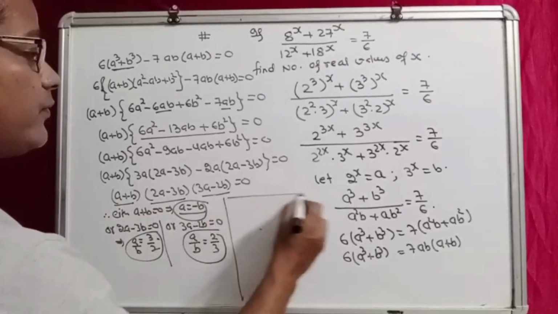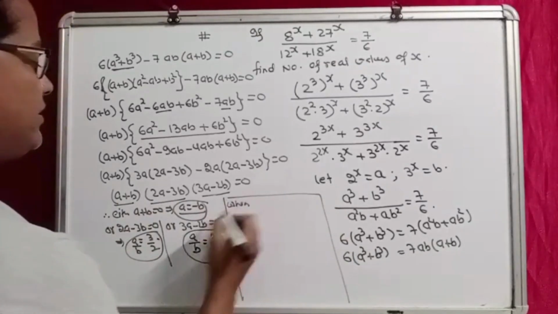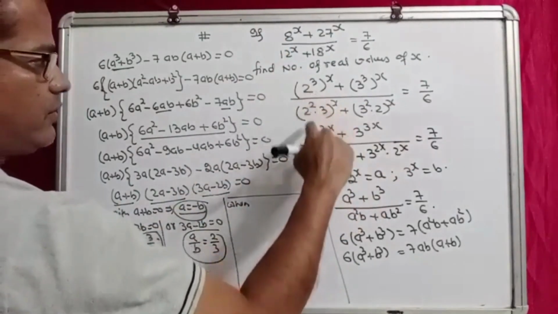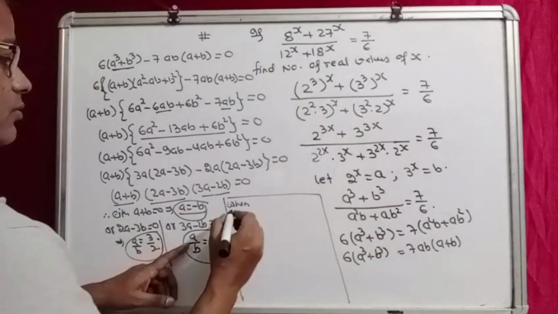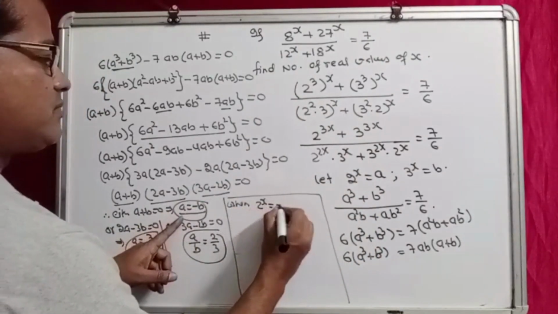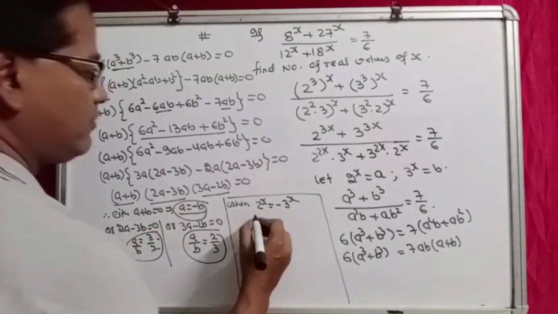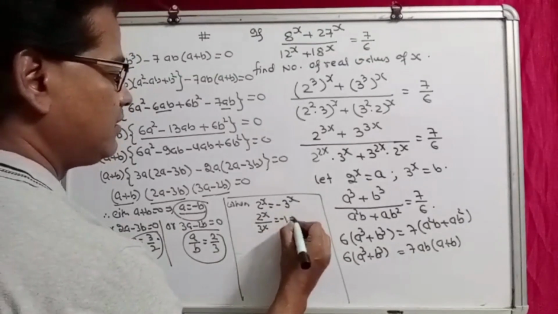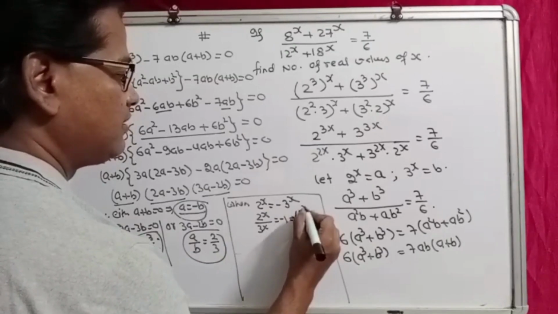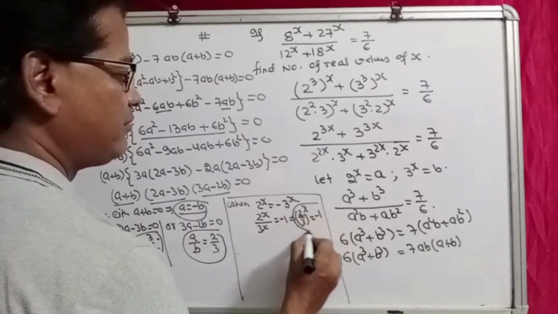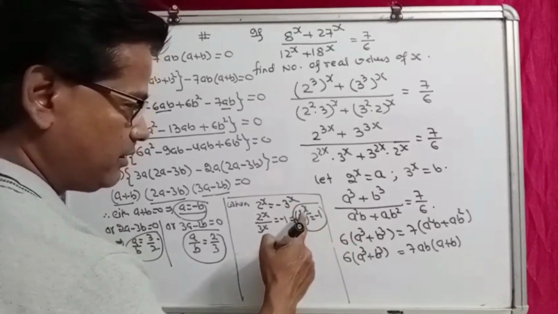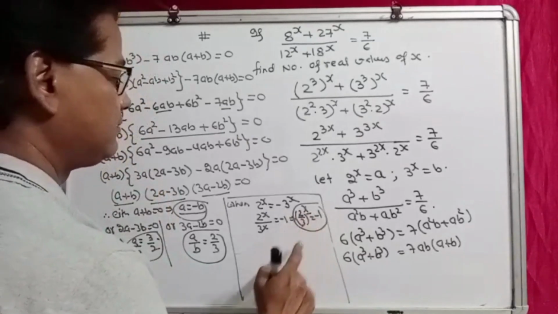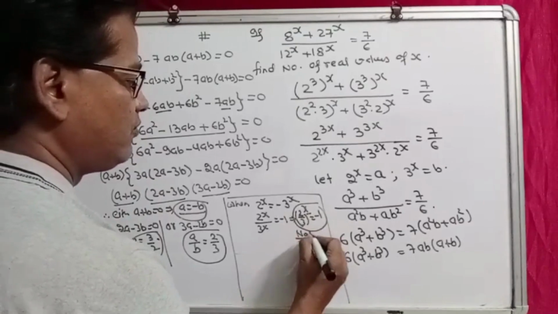Now when putting the value, a I have taken 2^x, right? So here 2^x equals minus 3^x, or we can say 2^x / 3^x equals minus 1, or we can say (2/3)^x equals minus 1. Now it is never possible. Whatever be the value of x we will put here, we will never get a negative value. Fine, for x real, so no value from here.